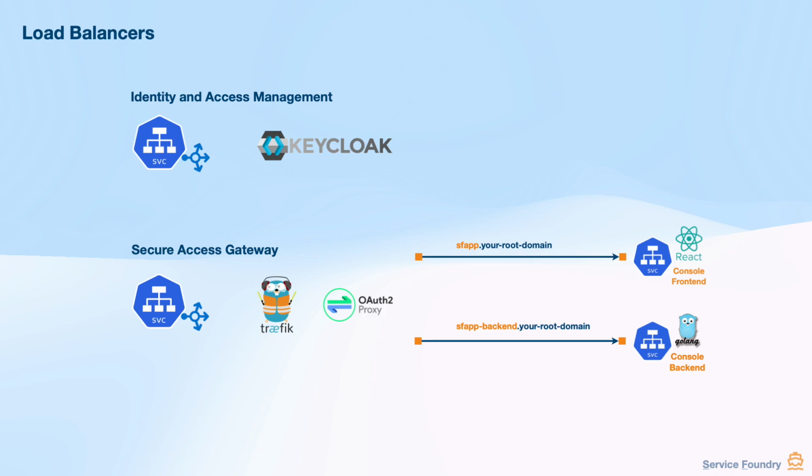When a user accesses sfapp.your-root-domain, the request flows through Traefik and OAuth2 Proxy, then reaches the React-based console front-end. Similarly, API requests go through sfapp.your-root-domain and are routed to the Go-based console backend. These load balance services provide a robust and secure entry point for all users interacting with the Service Foundry console.